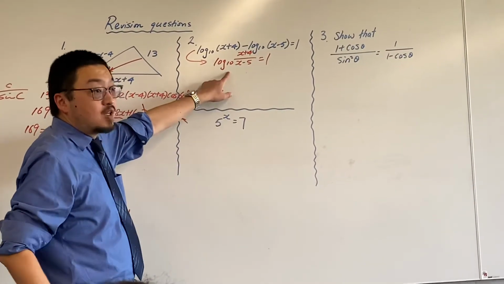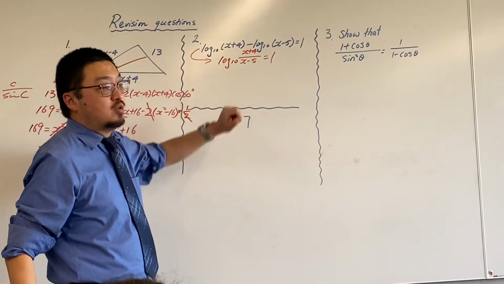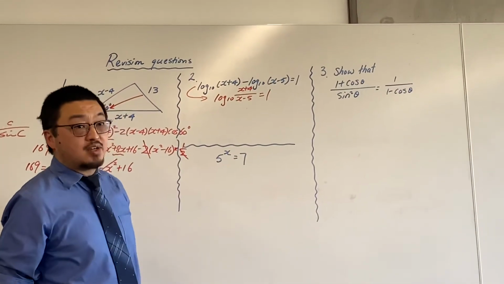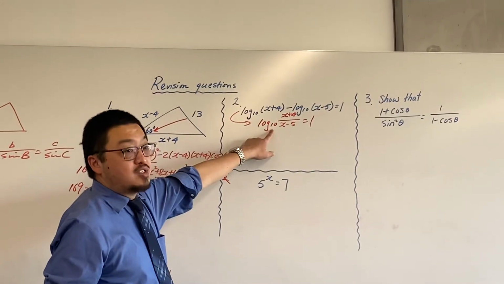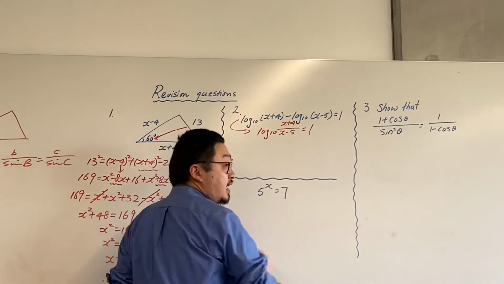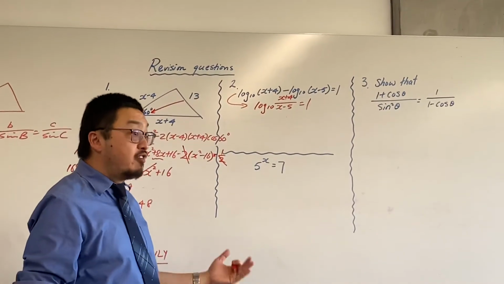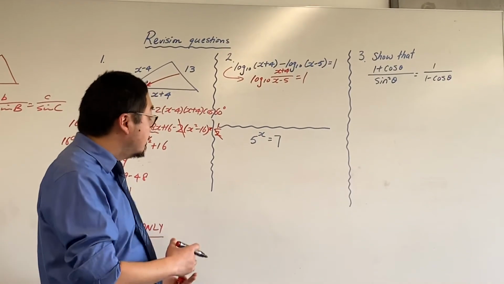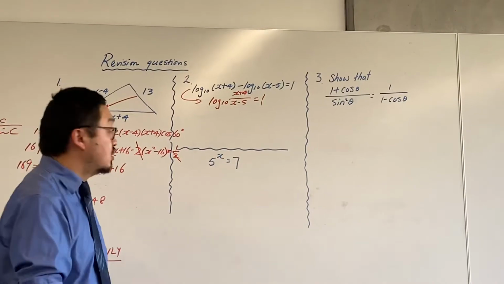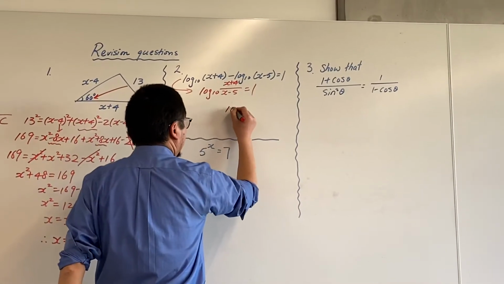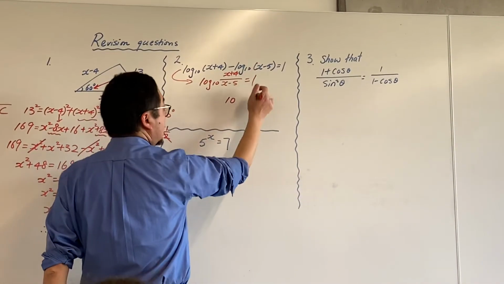Now here, how do I move on from here to the next step to find x? I see that's the base 10. So we need to be fairly comfortable and confident going from log to exponential and exponential to log. So the base is 10, the power is 1.